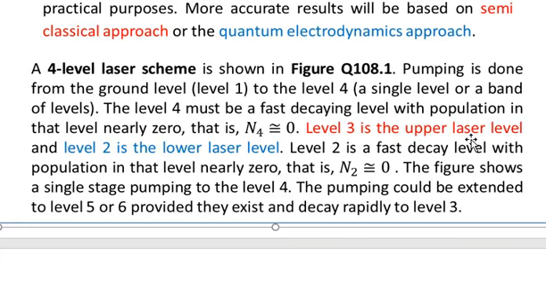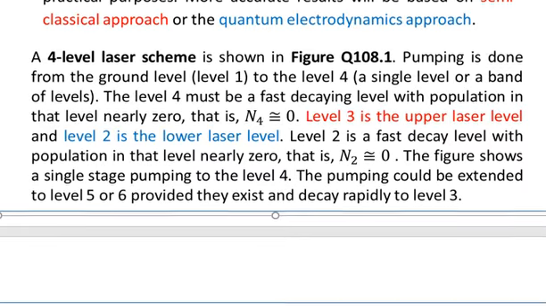Level 3 is the upper laser level and level 2 is the lower laser level. Level 2 is a fast decaying level with the population in that level nearly zero. That is, the population of N2 can be approximated to be equal to zero. The figure shows a single stage pumping to level 4. The pumping could be extended to level 5 or level 6, provided they exist and that they decay rapidly to level number 3, which is the upper laser level.